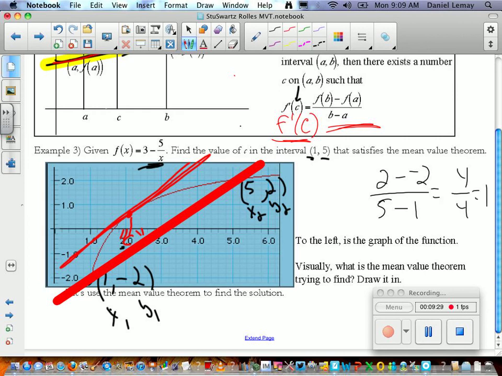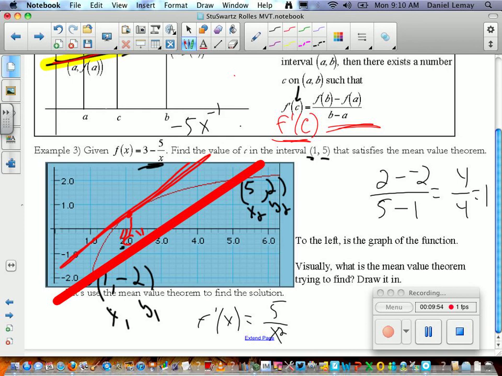Now, for the left-hand side, they're telling me take the derivative. So I got to take the derivative of this function. Well, the derivative of 3 is 0. So f prime of x, the derivative of 3 is 0. And then we're going to think of this as negative 5 times x to the negative 1. Bring the negative down, take away 1. So that's going to give me 5 over x squared, right?